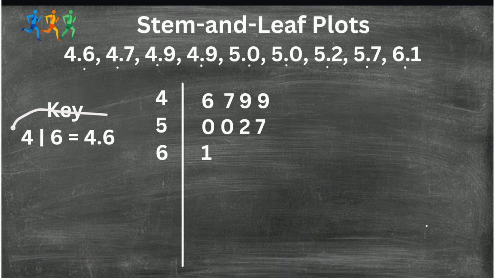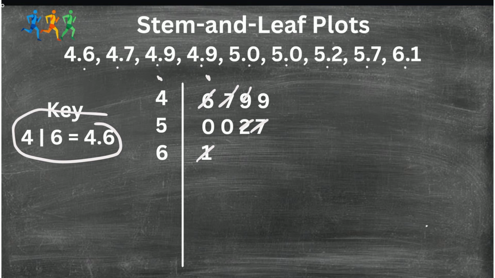Here's the key. So we know that this is 1 and this is tenths. So let's cross them off like we did last time. Start with smallest, go to largest. So we've got to cross these out. Then let's cross these out.